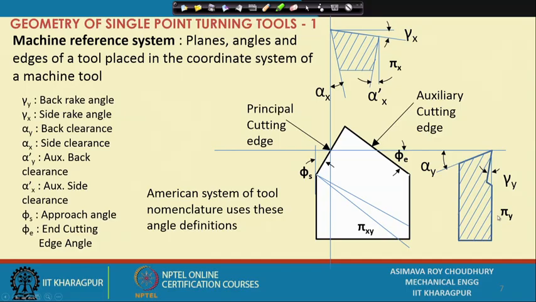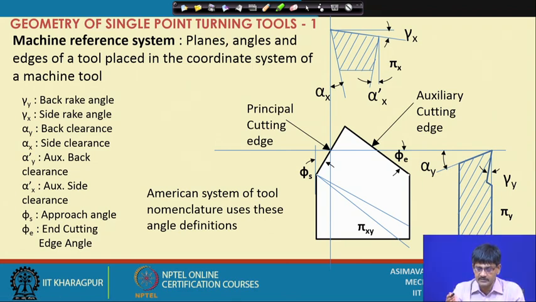So, this way we are going to define each and every angle to be between two planes and considered on a particular plane. For example, say I am defining gamma x. Gamma x is given a name, side rake. If you notice, I have defined all the angles here. Side rake is defined to be the angle between the rake surface and the reference plane, considered in the pi x plane. So, this way we can define each and every angle.